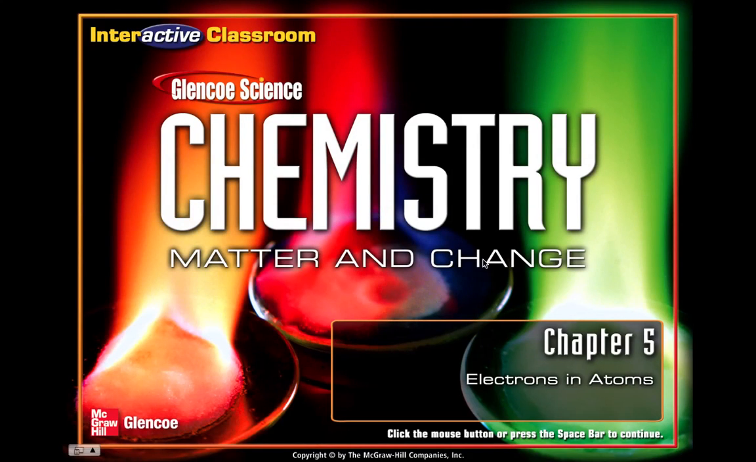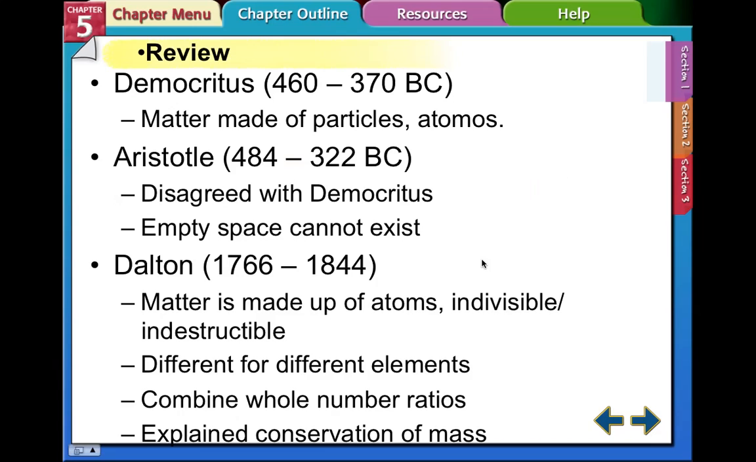Right, Chapter 5, Electrons in Atoms. Let's do a quick review of what we learned in Chapter 4 about the history of the atom. We had Democritus. He came up with the idea that all matter is made of particles. Aristotle disagreed with him and said that empty space cannot exist.